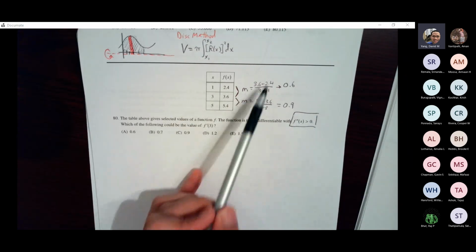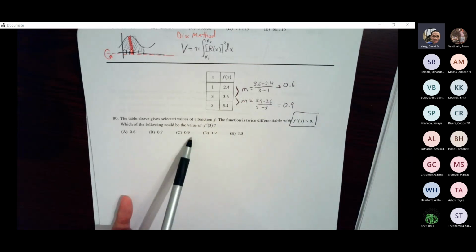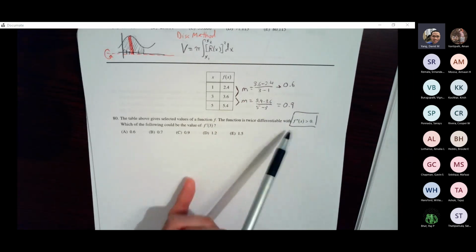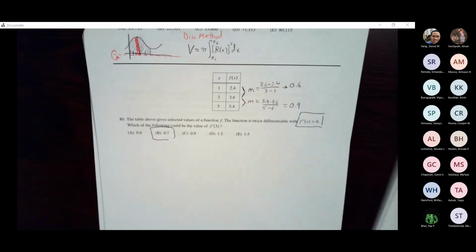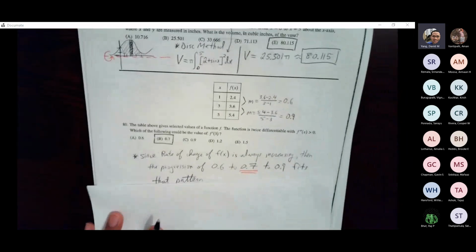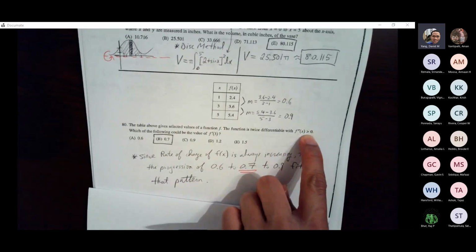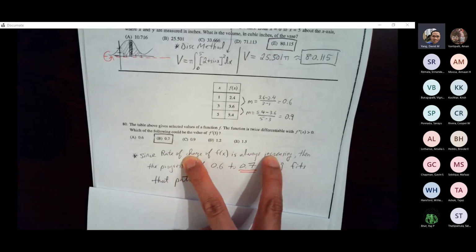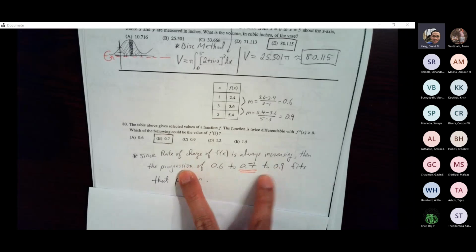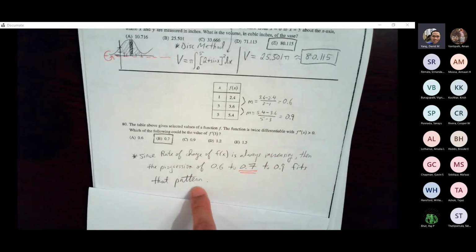0.6 is not going to work, it has to be continually increasing. 0.9 is not quite there. 1.2, 1.5 is too large. Only 0.7. Okay, so since the rate of change of f of x is always increasing, that's what the second derivative is telling us. Rate of change, that's f prime, always increasing, that's f double prime. Then the progression from 0.6 to 0.7 to 0.9 is going to fit that pattern.